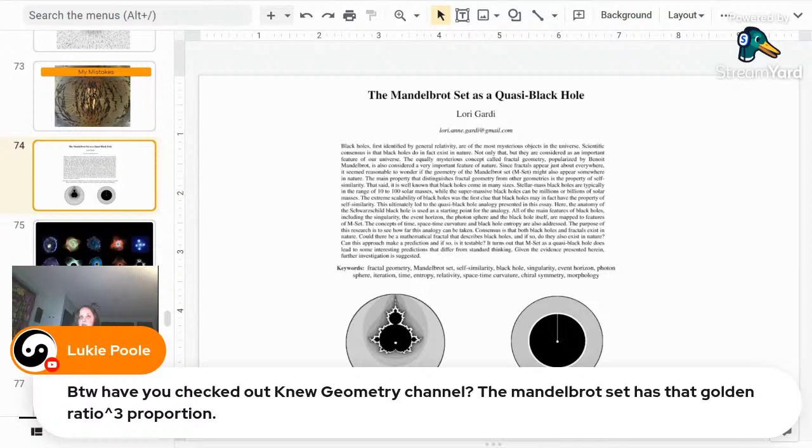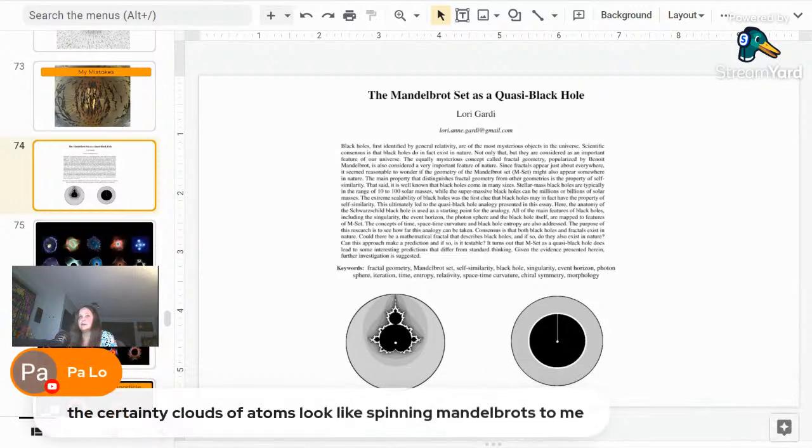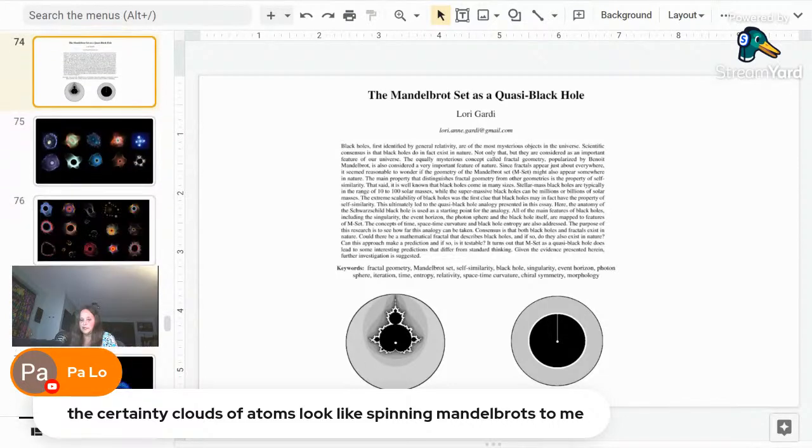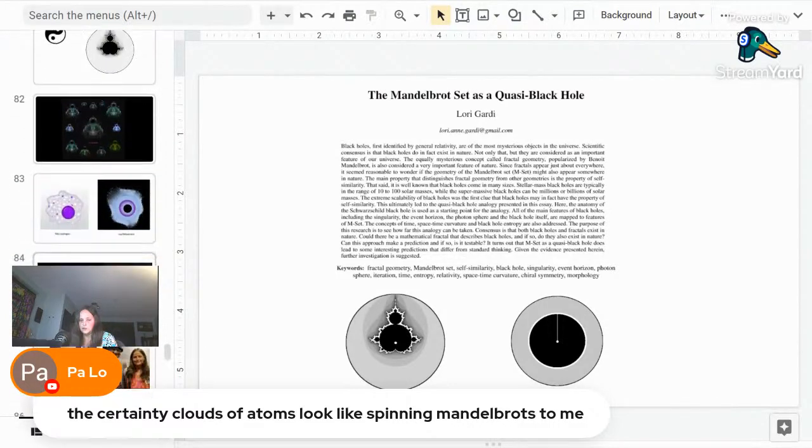Okay, so by the way, have you checked out New Geometry Channel? The Mandelbrot set has that golden ratio to the power of 3 proportion. No, I have not checked that out, but I will make a point to check it out. Certainly clouds of atoms look like spinning Mandelbrots to me. Okay, so speaking of clouds, electron clouds, I have something in here I want to show you. I think I've shown it before.